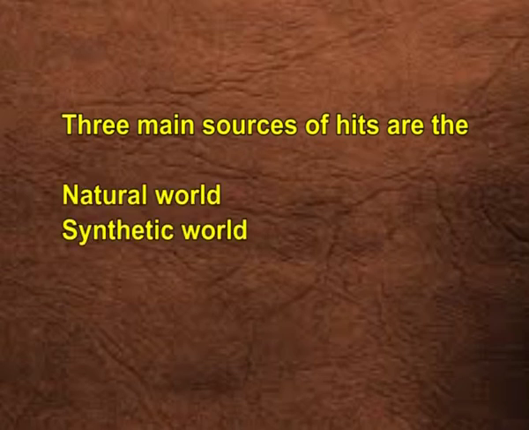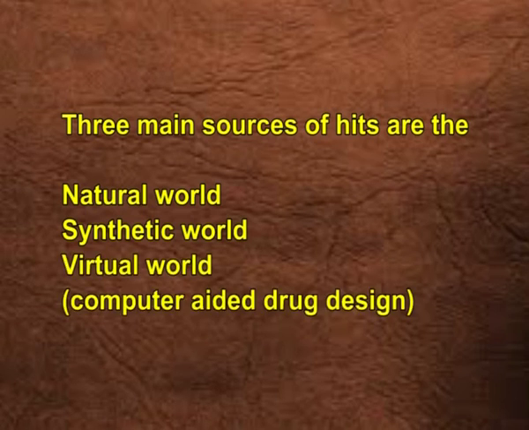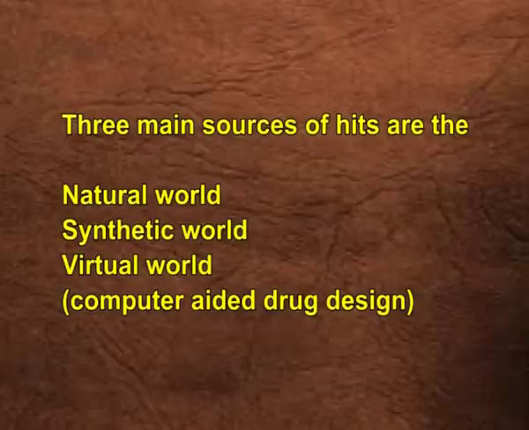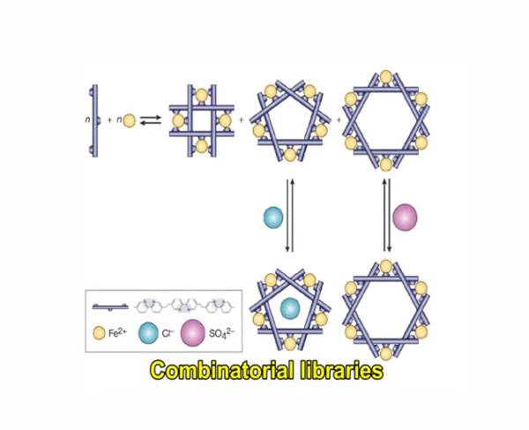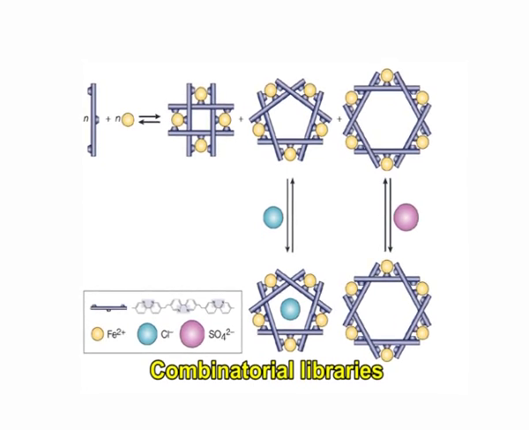A hit is a compound which shows the desired biological activity in the compound screening methods and whose activity is confirmed in assays. Three main sources of hits are the natural world, the synthetic world, and the third one is the virtual world, which includes computer-aided drug design. Combinatorial libraries are collections of chemical compounds, small molecules and macromolecules synthesized by combinatorial chemistry. Chemical synthesis methods are used to synthesize combinatorial libraries. Many advancements in combinatorial library synthesis, purification, and analysis techniques are made.